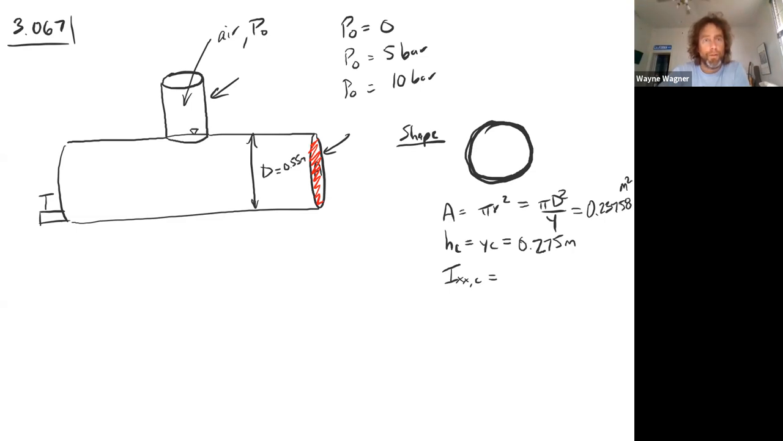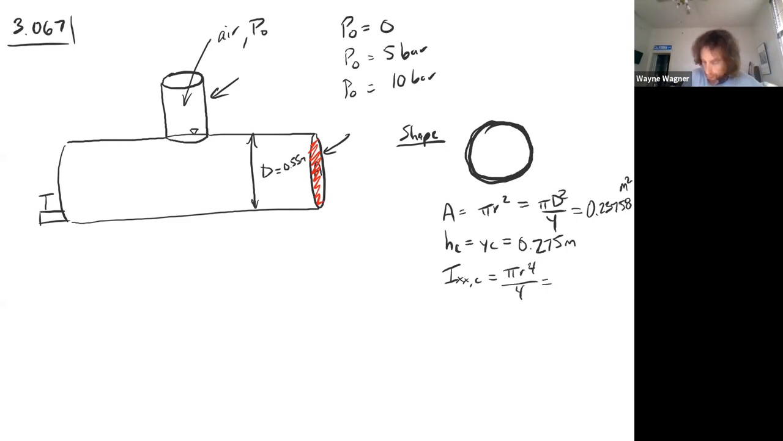Moment of inertia, circle. Come on, give it to me. List of second moments of areas. So for a circle, it's pi r to the 4th over 4.